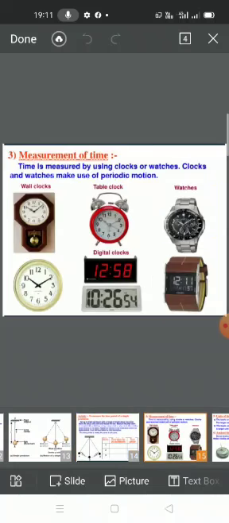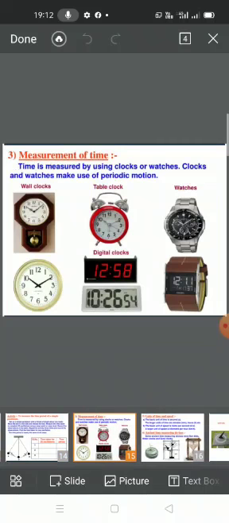Now in the next part you can see the measurement of time. We use various devices to measure time in the modern era. We are using various types of clocks and various types of watches to measure periodic motion, or we can note the time by using these devices.